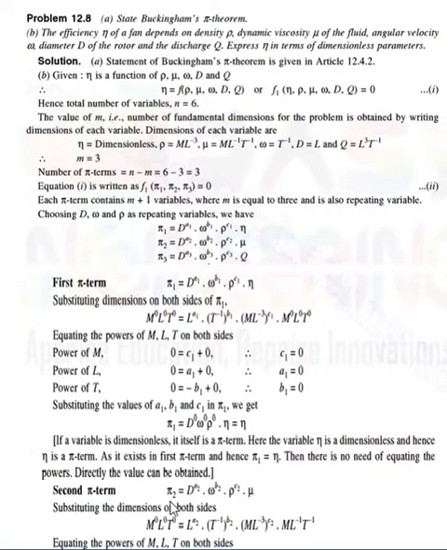In the second pi term, pi 2 is equal to d to the power a2, w to the power b2, rho to the power c2 into mu. Putting the dimensions on both sides of pi 2 and the repeating variables, therefore M to the power 0, L to the power 0, T to the power 0. Similarly, the dimension of d is L to the power a2, the dimension of w is T to the power minus 1 in whole bracket b2, the dimension of rho is equal to M into L to the power minus 3 in whole bracket c2, and the dimension of mu is M L to the power minus 1 T to the power minus 1.